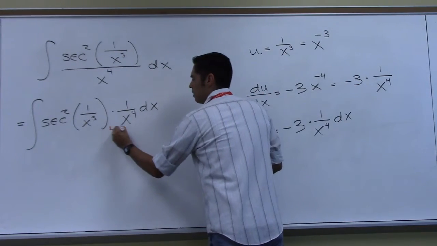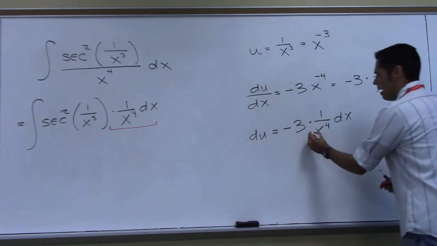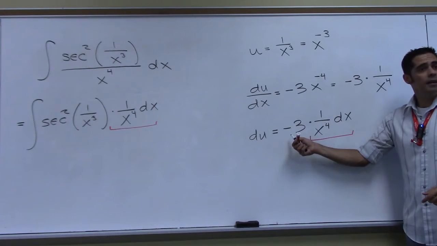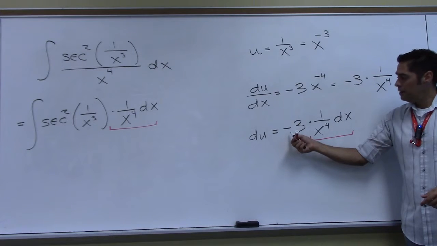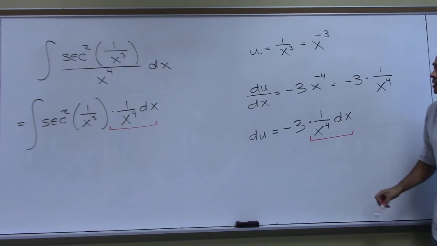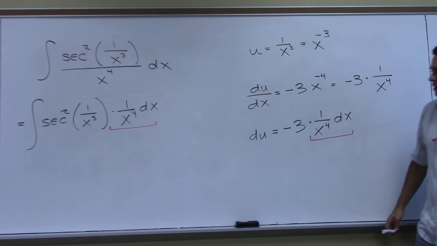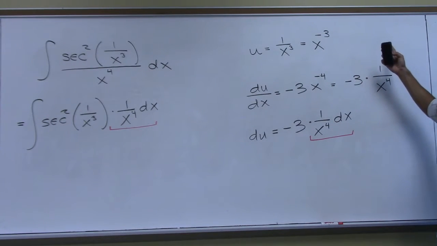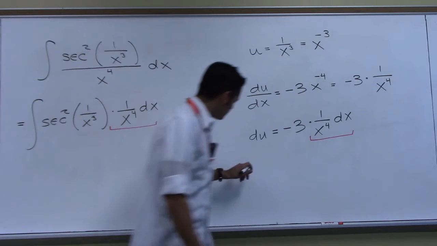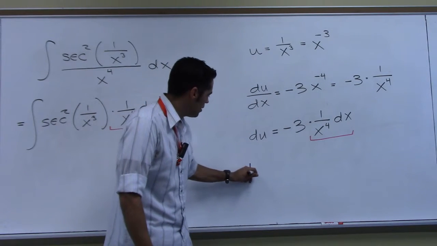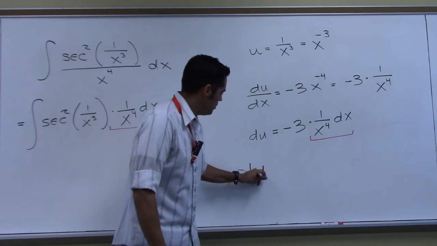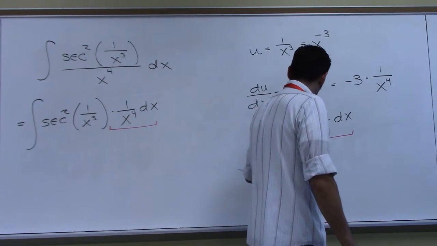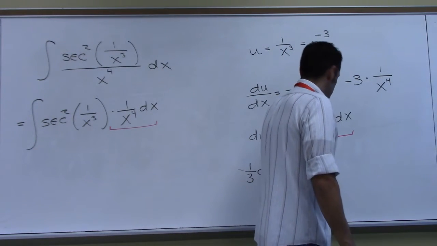This right here is what I'm trying to get to match up. I have it right here. So again, I'm off by a constant, negative 3 is what I'm off by. So I'm going to divide both sides by negative 3 or multiply both sides by negative 1/3. I don't think I want to erase that. I'll write it down here. So this will be negative 1/3 du equals 1 over x to the 4th dx.